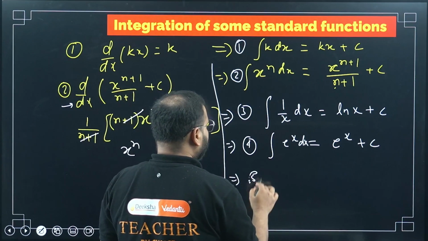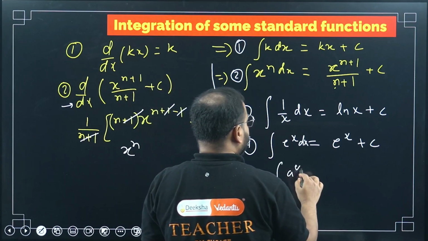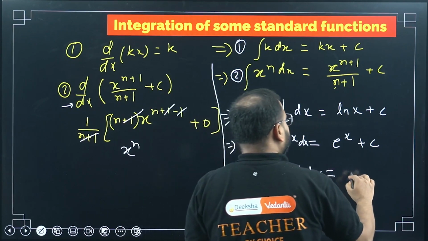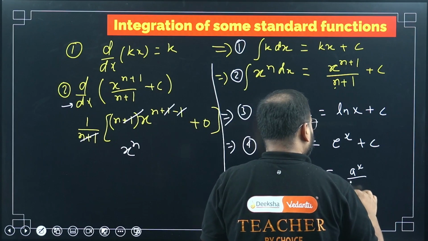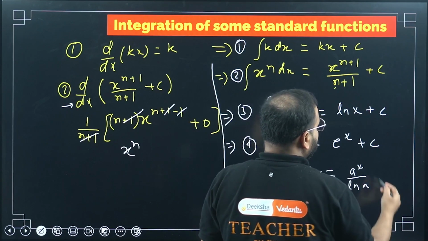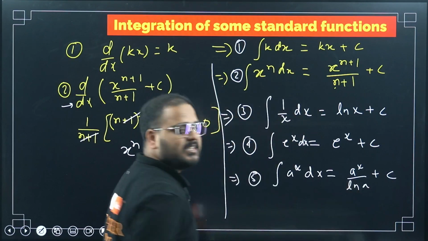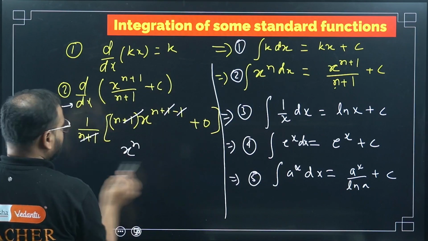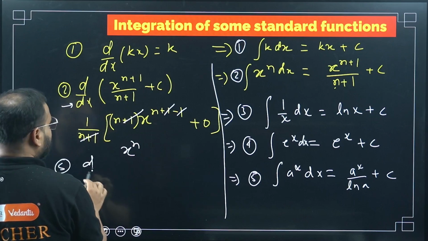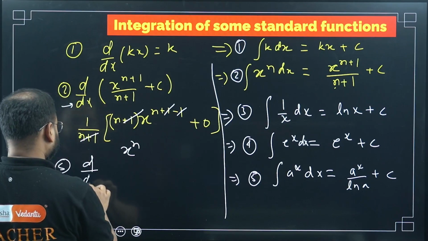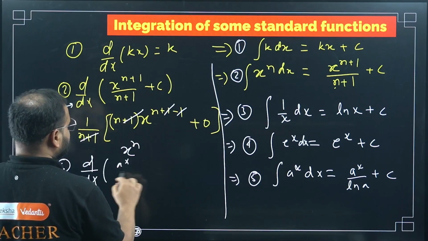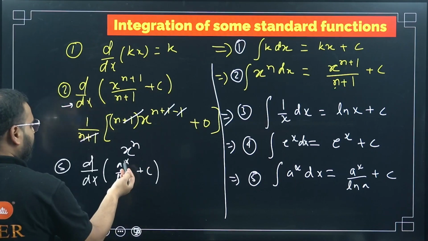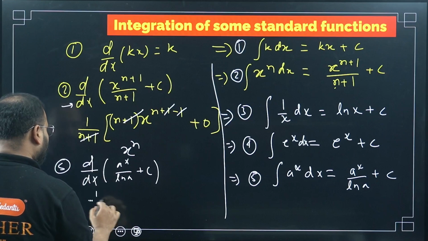Moving on, fifth one: integration of a power x, again dx. What will we write for this? A power x upon ln a. A power x upon ln a plus c. You agree with this part? No? Please differentiate this. I'm doing it for the fifth one. Differentiate this, bacha. Differentiate a power x upon ln a plus c. If I do that, for differentiation, I'll keep 1 by ln a outside.